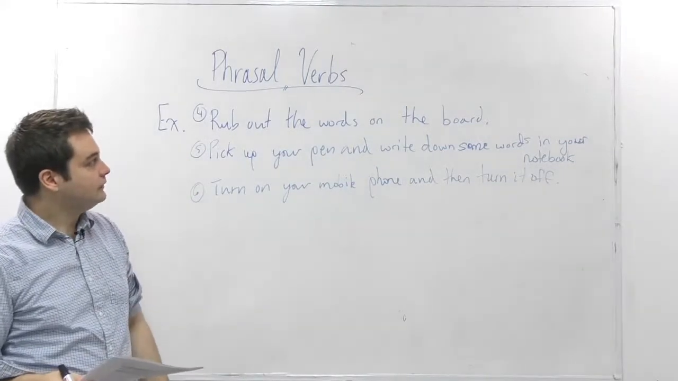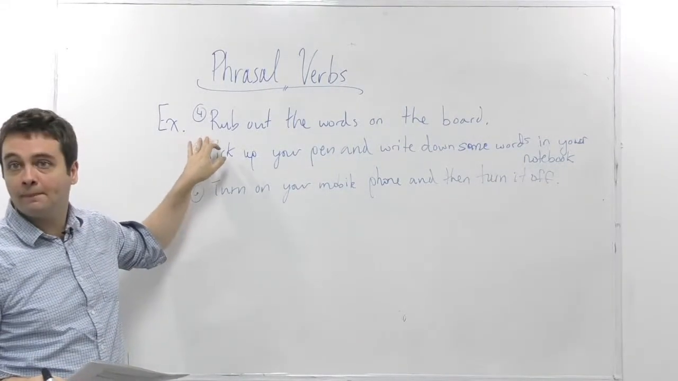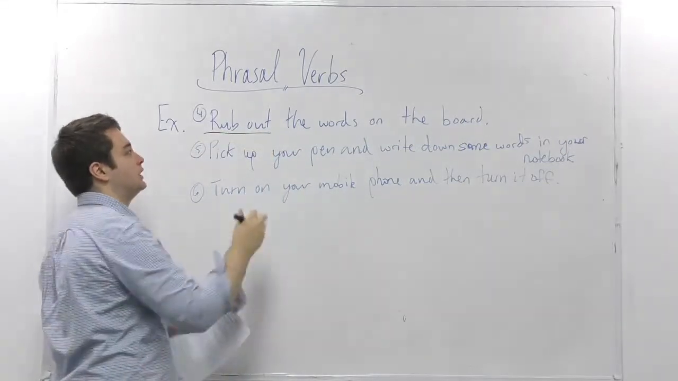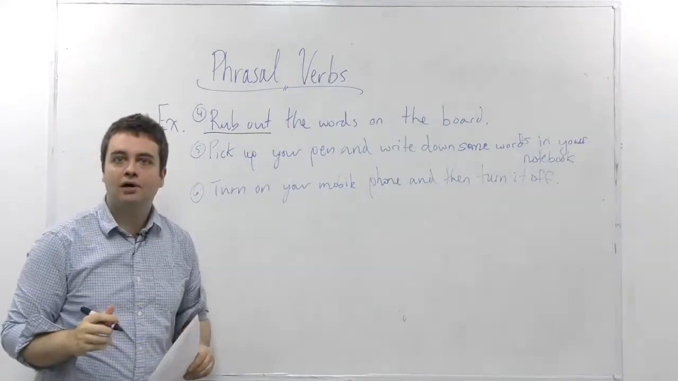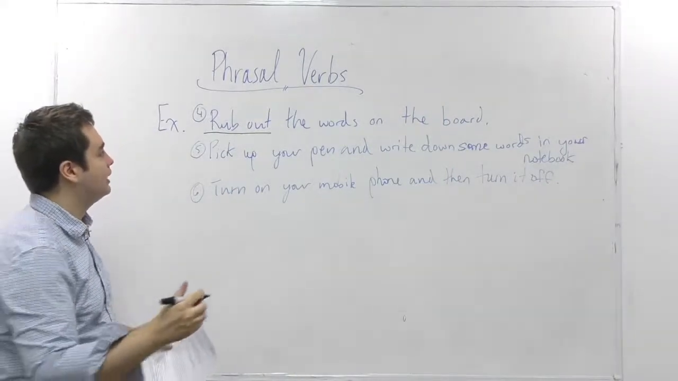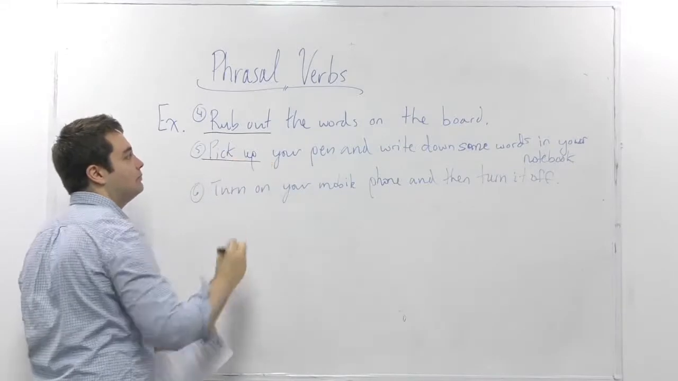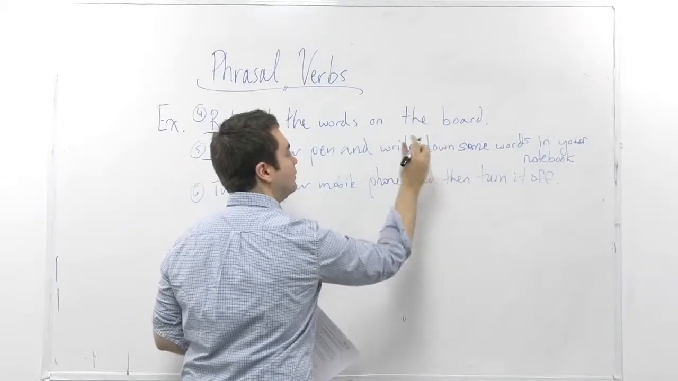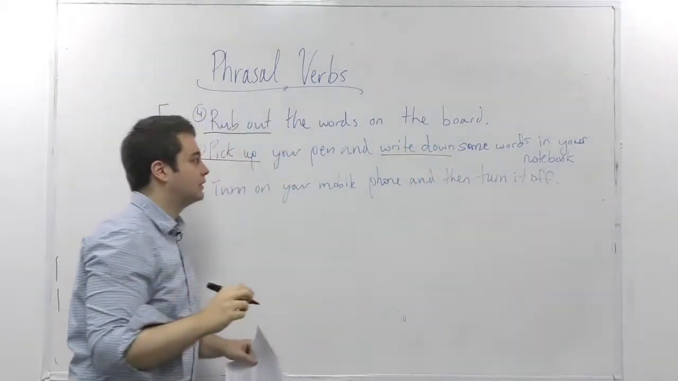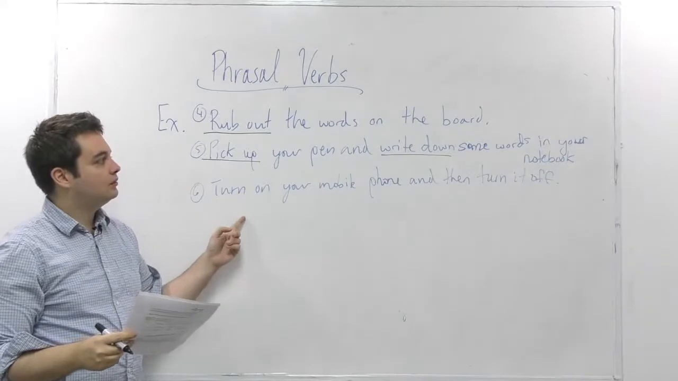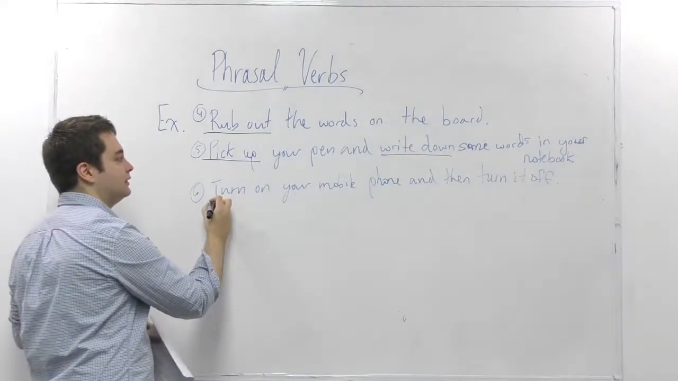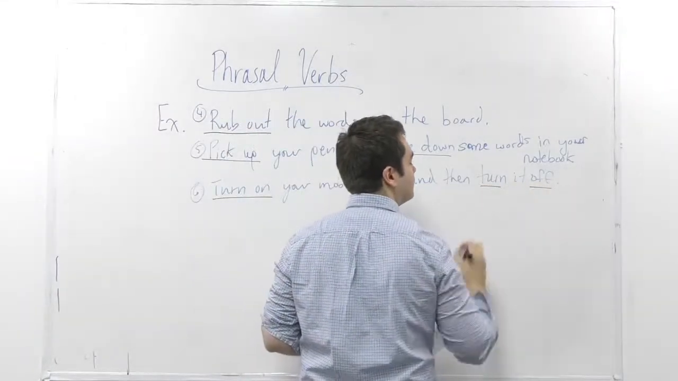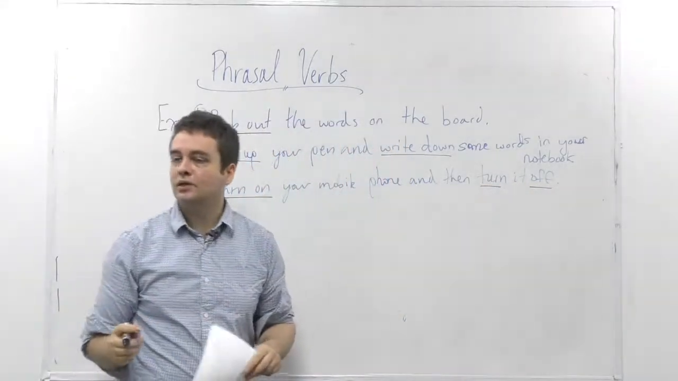Okay. So going to number 4. Phrasal verb is rub out the words on the board. Okay. Then how about for the 5th one? Pick up your pen. So pick up, and we looked at pick up before, your pen and write down some words in your notebook. Okay. Turn on your mobile phone and then turn it off. Turn on your mobile phone and then turn off your mobile phone. Of course, it is the object.